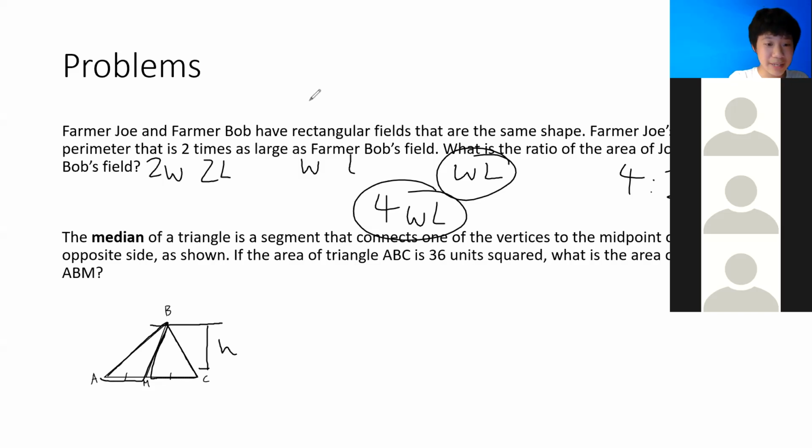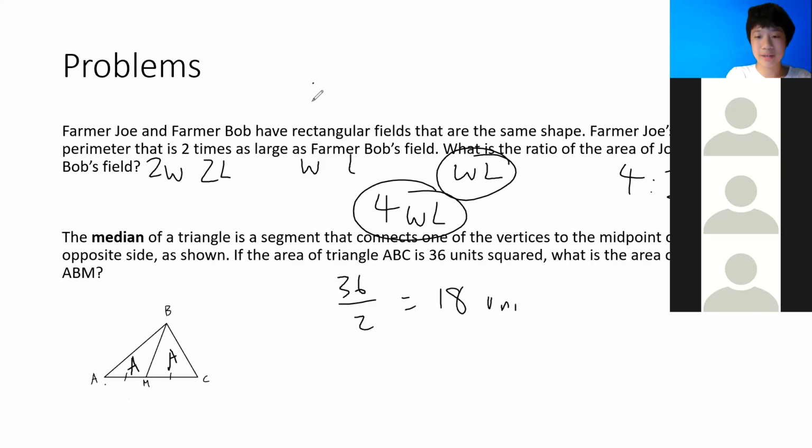And they also have the same bases because the median is going to cut AC in half, which will make AM congruent to MC. So not only do these triangles have the same height, they also have the same base. So that means that their areas are going to be the same as well. So these two triangles have the same area, area A, and combined together, they make 36. So each of these triangles will have half of 36, 18 units squared. Okay, any questions?